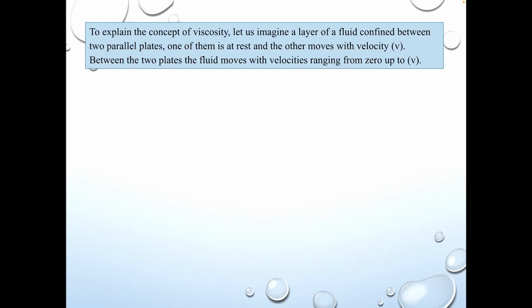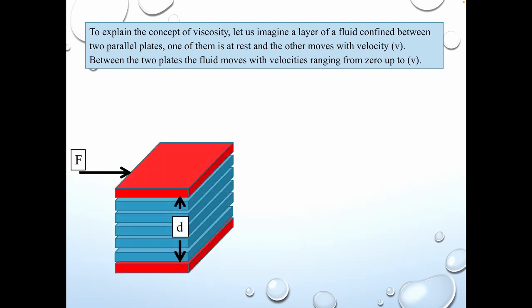To explain the concept of viscosity, let us imagine a layer of fluid like this, confined between two parallel plates, this red plate. Two parallel plates, this is the first plate and the second plate. One of them is at rest, V equals zero, and the other moves with velocity V. You will see this move with velocity V. After that, between the two plates, the fluid moves with velocities ranging from zero up to V.